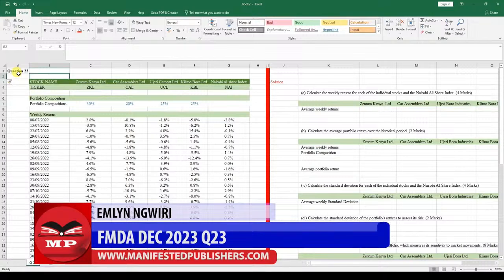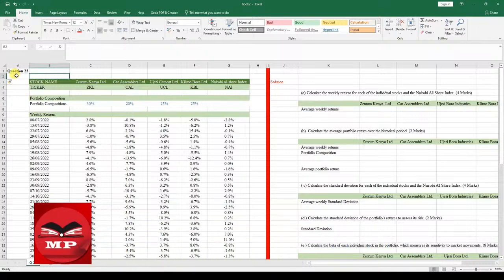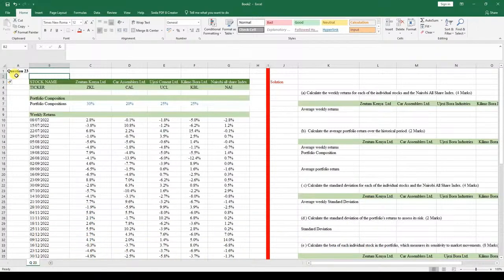My name is FAM Lengwiri, and today, ladies and gentlemen, we are discussing the financial modeling and data analytics paper, December 2023 sitting. The focus is on question 23, and you are presented with the following information right on the left of your screen. You'll be given the stock names: Z-Term Kenya Limited, Car Assemblers, Ujenzi Cement, Kilimo Bora, and the Nairobi All Share Index, and you've been given the ticker symbol right over here.